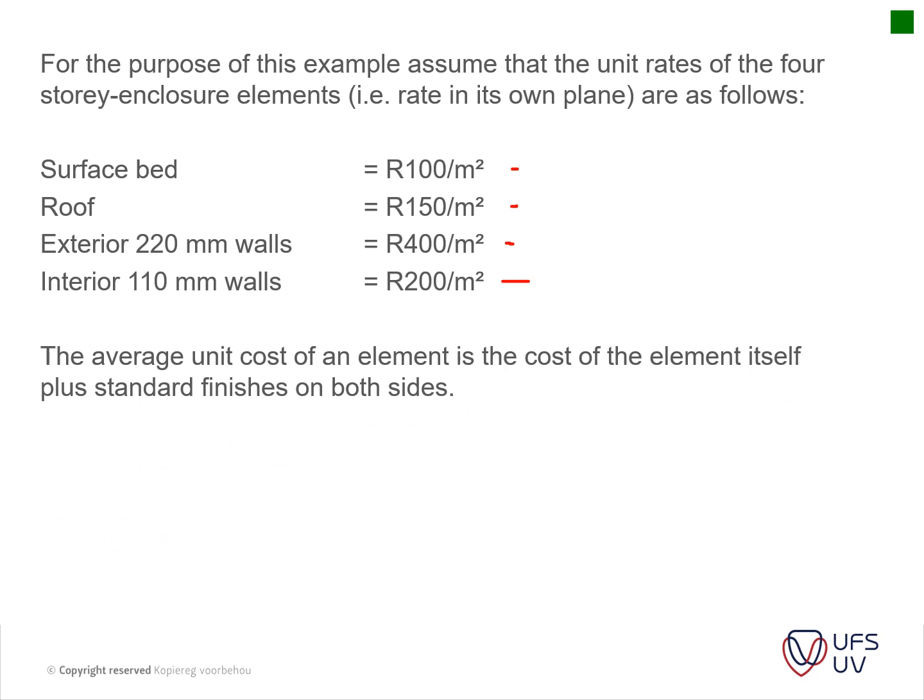Thus the average unit rate of an element is the cost of the element itself plus the standard finishes on both sides. What that basically means is that the finishes are included in the rates above.